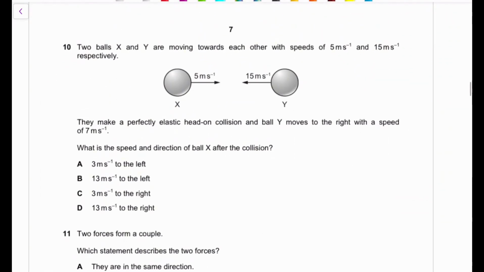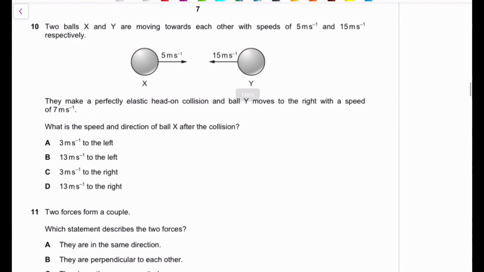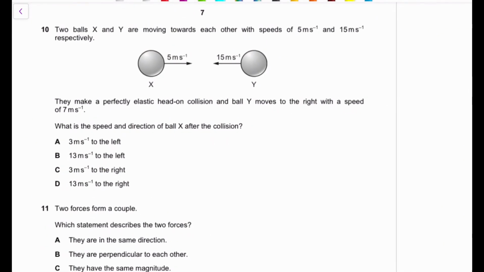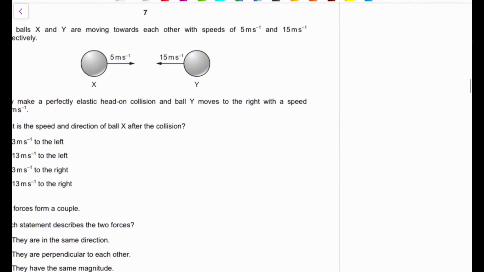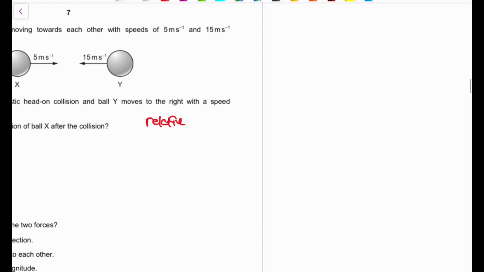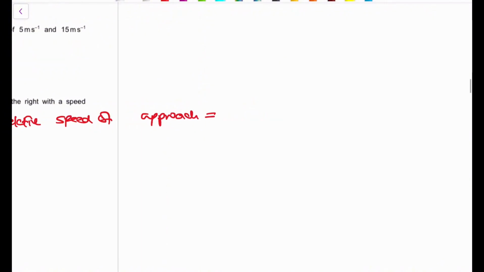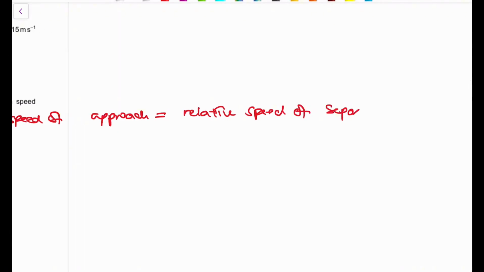Very important. Question 10. We're given two bodies X and Y moving towards each other with speeds 5 meters per second and 15. So they're basically moving in opposite directions. So we're going to apply what we call the relative speeds equation. We know that the relative speed of approach should be equal to the relative speed of separation. Very important.